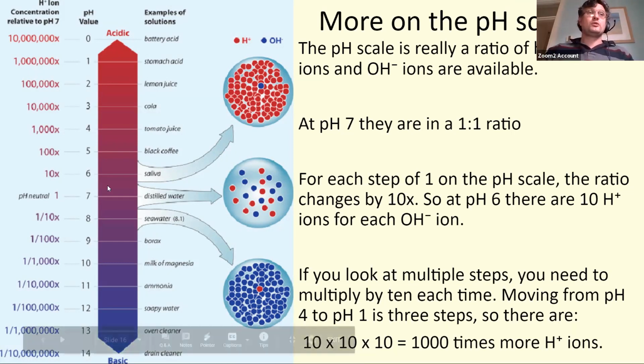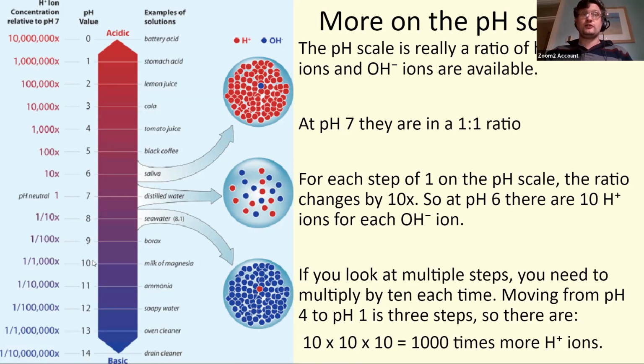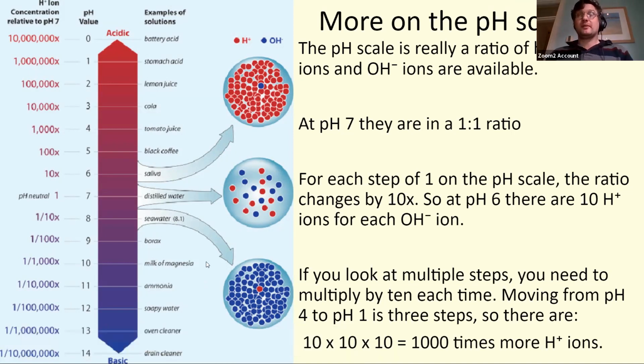The same is true if you go the other way, if you're going down into alkali. If you go from 8 to 10, you've gone 1, 2 steps. There are 100 times fewer hydrogen ions, or 100 times more hydroxide ions. So this idea of it being a logarithmic scale means that each step you take, you're increasing or decreasing by a factor of 10.